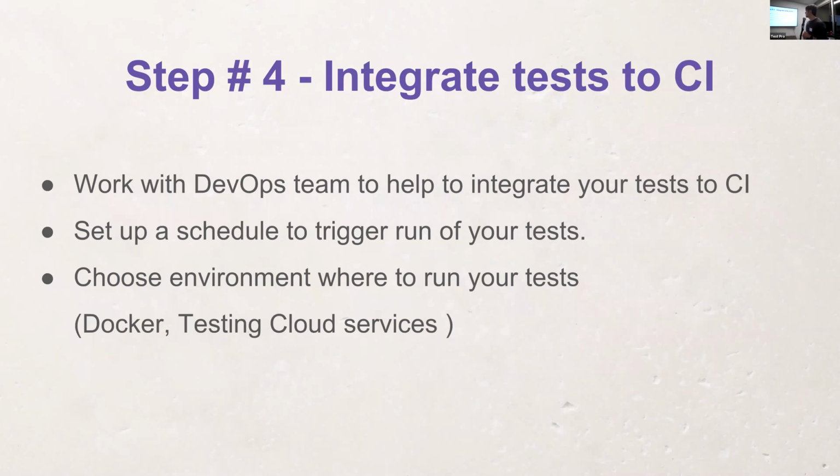To do that, you need to work with your DevOps team, because most probably they are the people who integrate CI systems. They will have more knowledge of it, and they will help you set it up. Also, set up a schedule to trigger runs of your tests. You can do it nightly: after you finish your work, you can set your test suites to run, and you can see the results in the morning. This is the easiest thing.